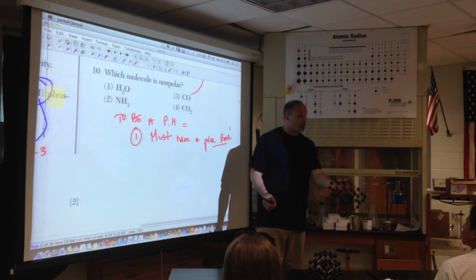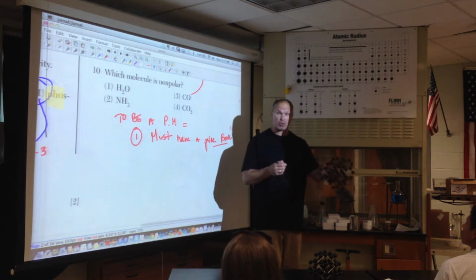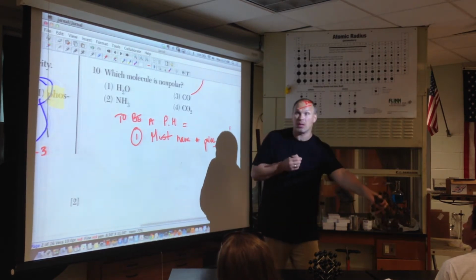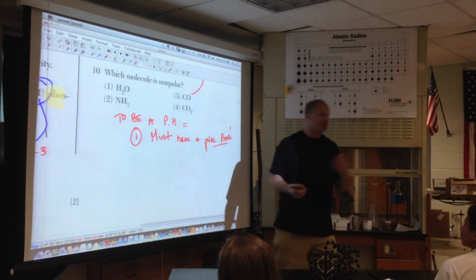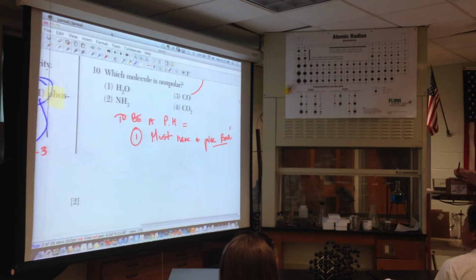Yeah, they're sharing electrons but unequally. The one who is stronger pulls the pair closer to him, and that's the negative side. Now why do we need a polar bond? Because, my friends, if I'm a polar molecule, I guess we're not friends yet.